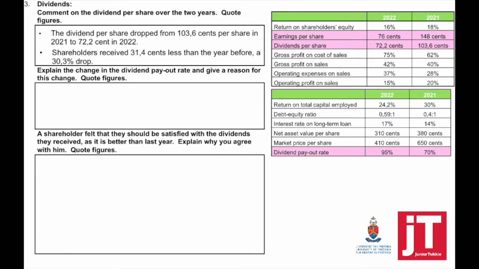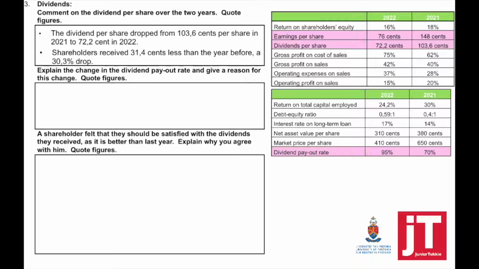We can also mention by how much it dropped, so the difference between the two, and then we can also calculate the percentage. So to calculate the percentage, you take the difference divided by the amount in 2021 times 100. Percentage is always out of 100.